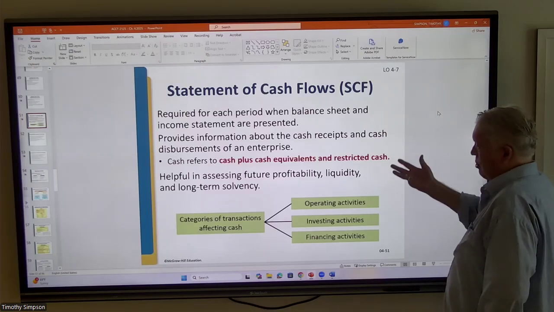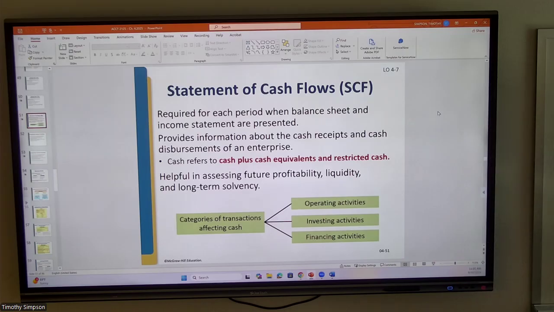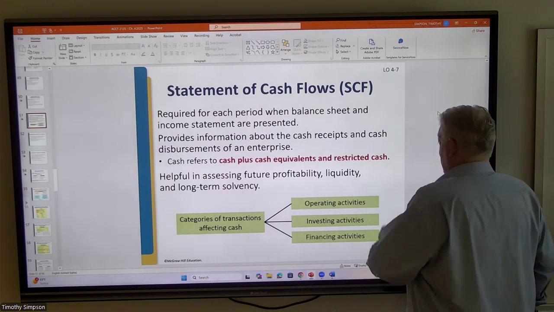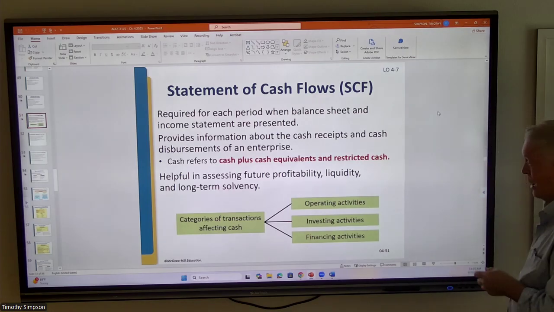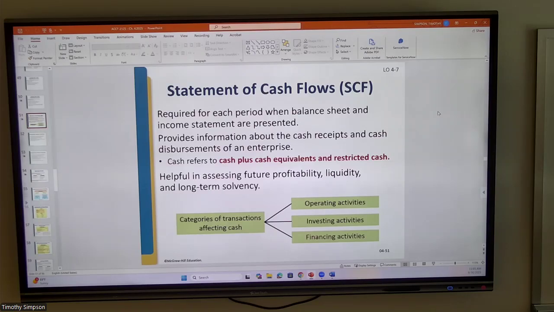Restricted cash is when a company segregates cash for a particular purpose, whether it's to settle a lawsuit, to retire bond debt, whatever the case might be. But nonetheless, cash includes all these. And so the three categories, this is the big one here, is OIF: operating, investing, and financing activities. The cash flow statement itself is going to be divided by these three different activities.